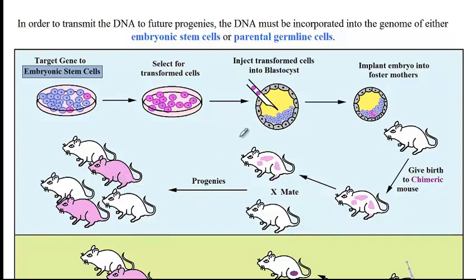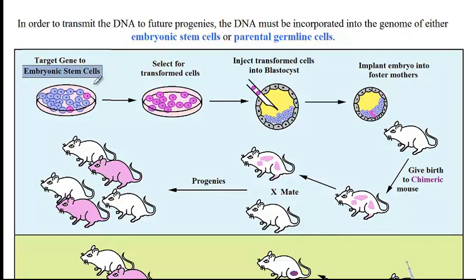Alright, so here in the next stage I'd like to describe how we can create transgenic mice. And so there are two different techniques that we can use for inserting DNA into progenies. One is by altering the embryonic stem cells, or two, by injecting the parental germline cells, just as we did in Drosophila, and I explained. So anyway, let's explain first the embryonic stem cell technique.